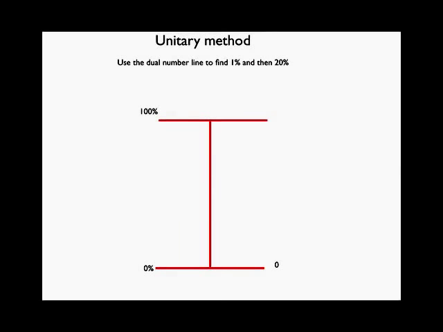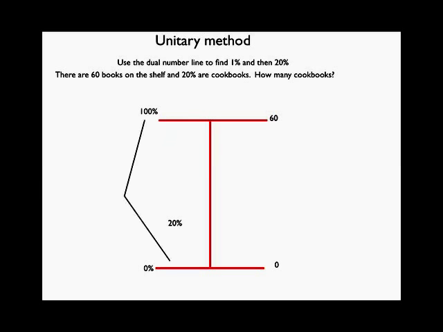Now let's look at another way of doing it, the unitary method, using the dual number line to find 1% and then find 20%. There are 60 books on the shelf and 20% are cookbooks. How many cookbooks? Our dual number line is set up. Place our total number of books on the right hand side top. We estimate where 20% would be and we estimate where 1% would be on the left-hand side part of the number line.